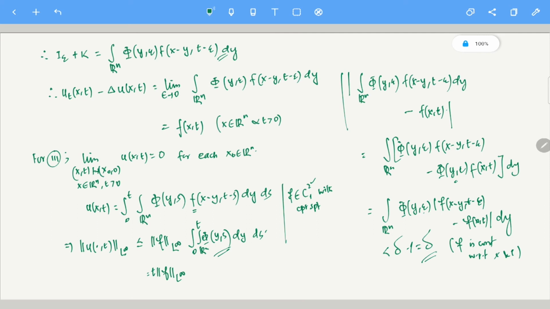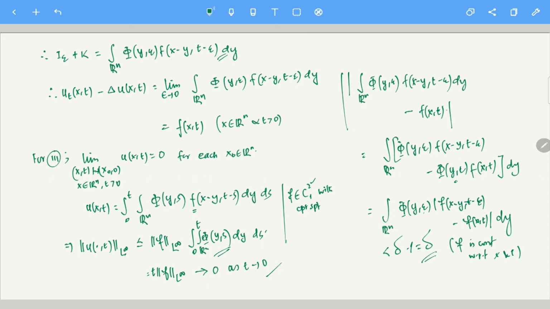Now this actually tends to 0 as t tends to 0. As t tends to 0 and x tends to x₀, u(x,t) must go to 0, since the maximum of this bound goes to 0. So u(x,t) has to go to 0 as t tends to 0. Then you are done. Clear? So this is the end of this theorem.